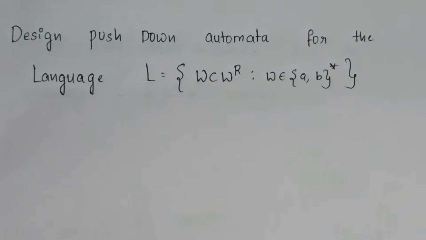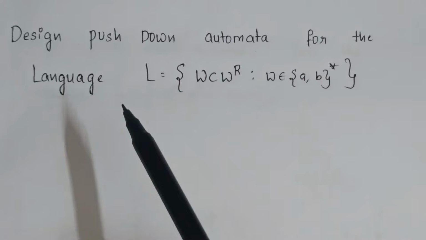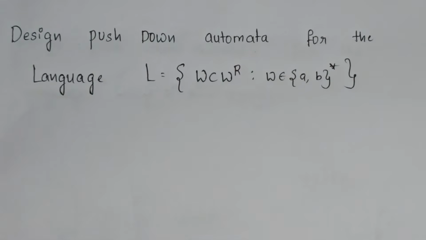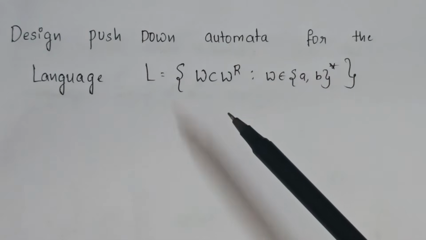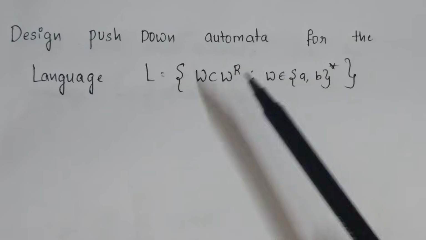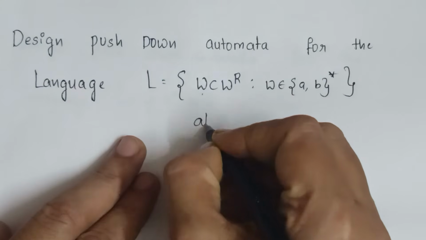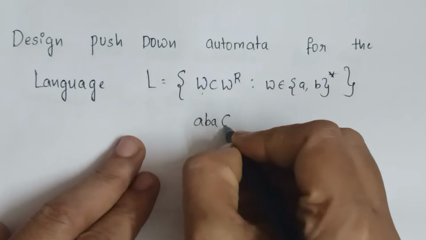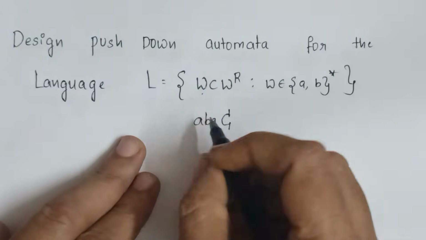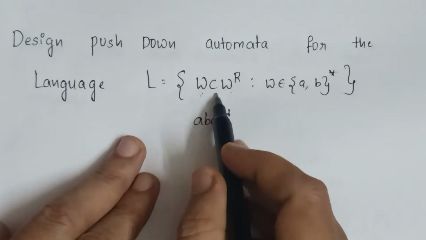The next problem on pushdown automata is to design a pushdown automaton for the language L equals W C W power R. What does W C W power R mean? W is a string, say ABA, and C is the partition between the string W and the reverse of the string W.